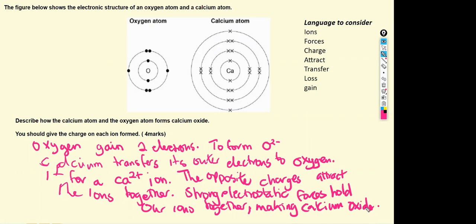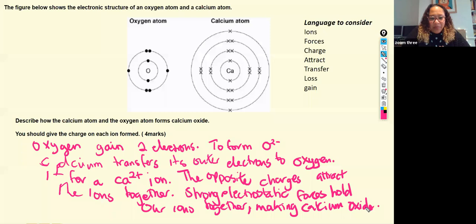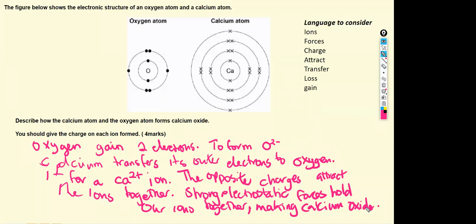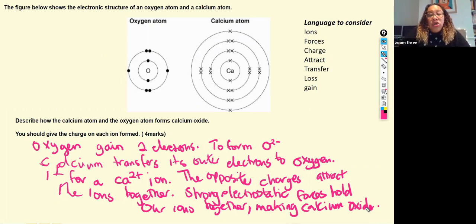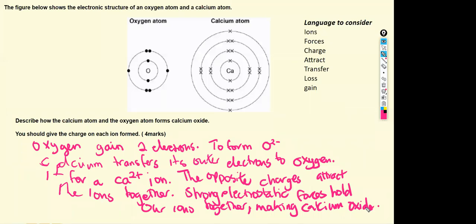Right, so any questions? Just quickly, Miss, would it be all right to say the calcium loses its outer electrons? Absolutely, yes. As long as you are saying that the calcium loses its electrons and the oxygen gets them, that's absolutely fine. Loss and gain are totally acceptable words to use, as well as transfer or donates, you can use those as well.